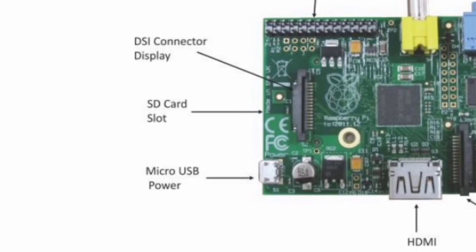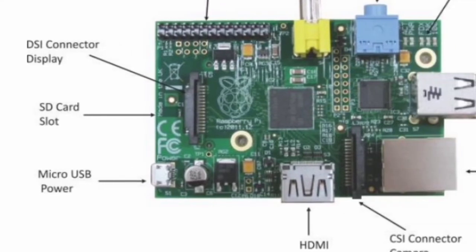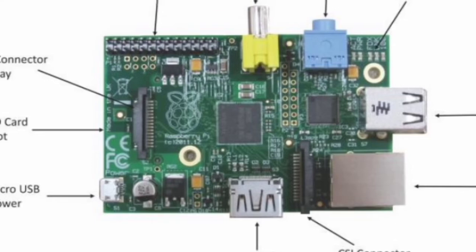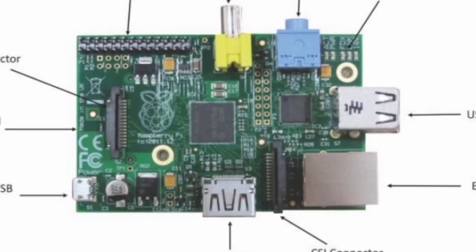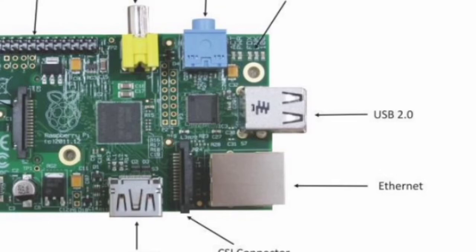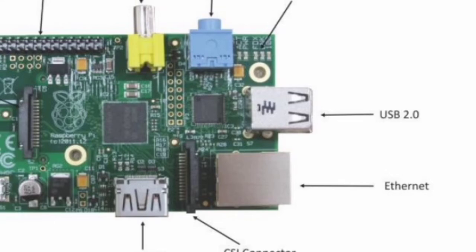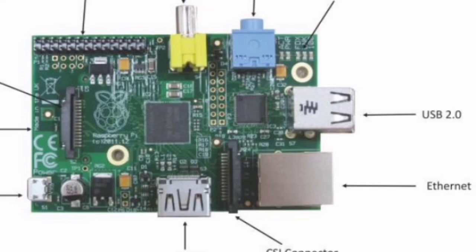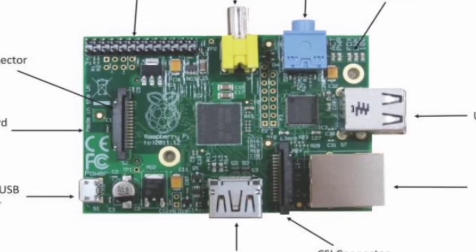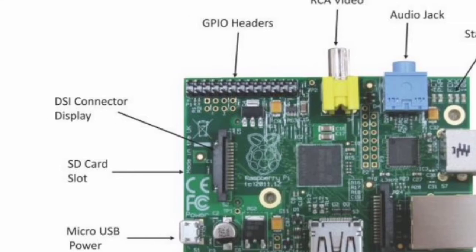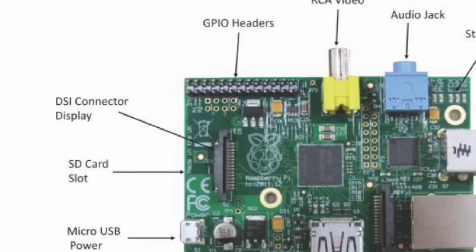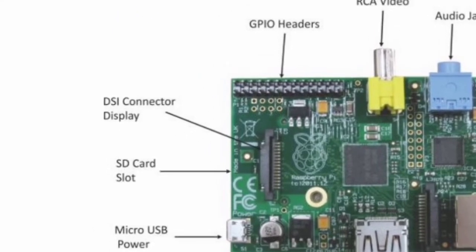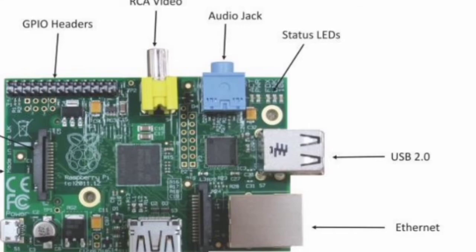This is the diagrammatic presentation of Raspberry Pi. This is the board. In it we have the CSI connected camera, Ethernet, USB 2.0, status LEDs, audio jack, RCA video, GPIO headers, DSI display connector, SD card slot, micro USB power, and HDMI. These are the components of the Raspberry Pi board.